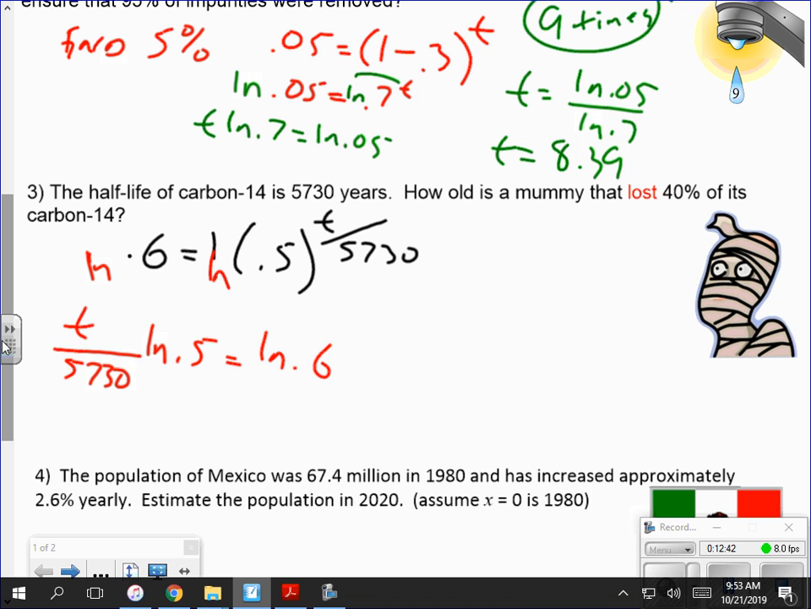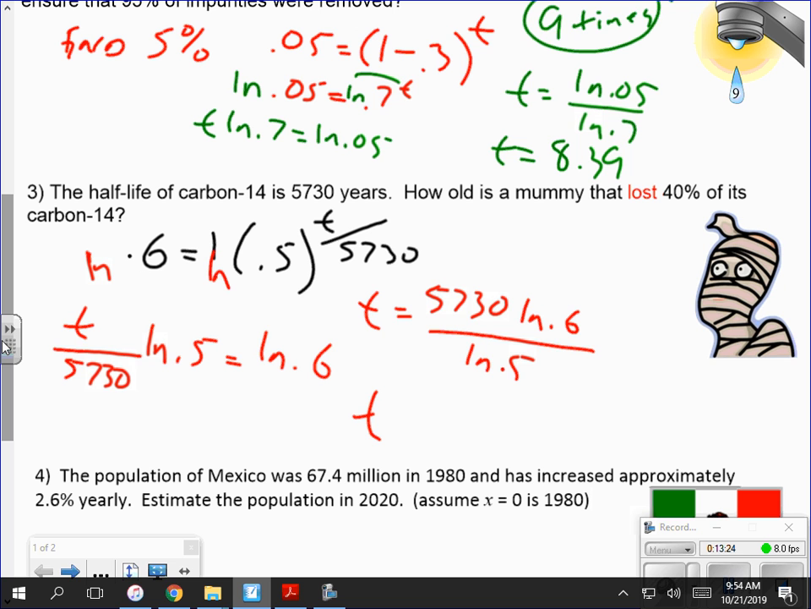Divide both sides by the natural log of 0.5 and multiply both sides by 5730. So I get t equals 5730 natural log of 0.6 divided by the natural log of 0.5. If you're working this out one part at a time, you will have a negative on the way, not in your final answer, because the natural logs of numbers less than 1 are negative. But you have a negative and a negative that'll cancel out.